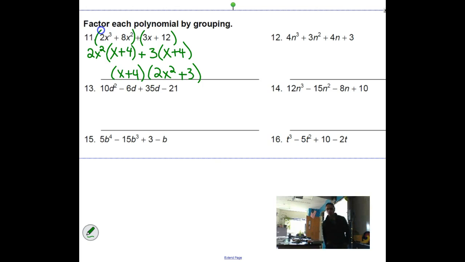I love these problems. Once you get, not even necessarily the hang of it, but you understand how it's supposed to play out, they're actually really a lot of fun.